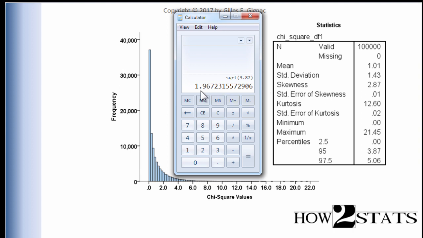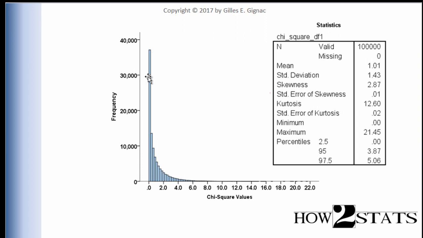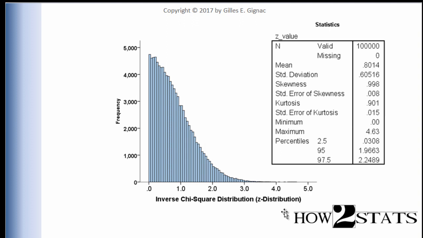So because this square rooting of a chi-square of 3.87, which corresponds to a 95th percentile, corresponds to the Z distribution, what would happen if I square rooted all of the values associated with the chi-square distribution with 1 degree of freedom? Well, I did just that. And then I created a histogram out of all those square rooted values. This is what you get.